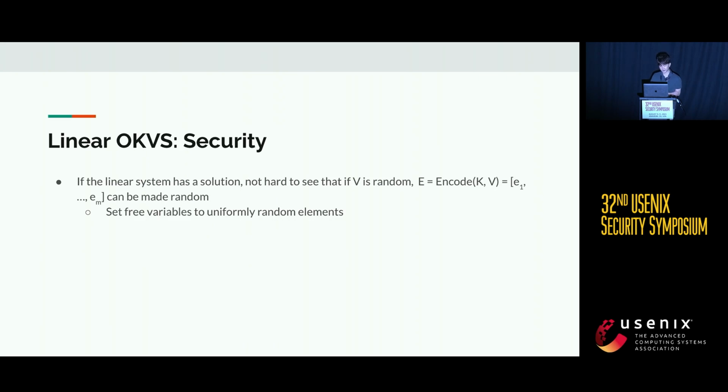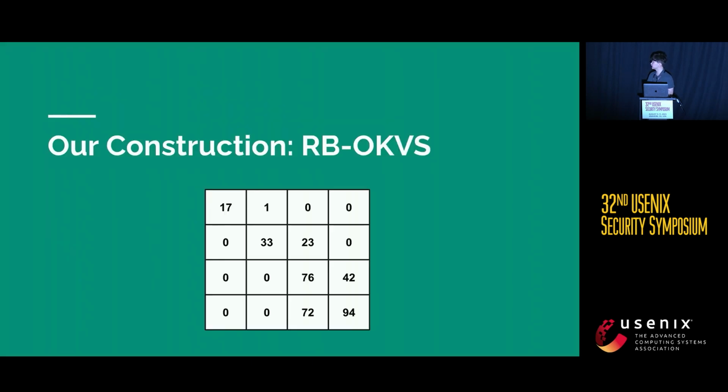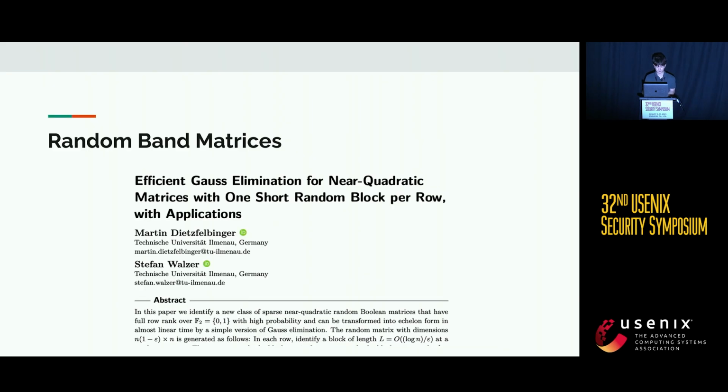And then as an aside, the security of the linear OKVS actually follows somewhat directly from the properties of solving a linear system of equations. So in this section, we'll present our main construction called RB-OKVS, and we'll use the random band matrix constructions from Bienstock and Walzer. As I stated earlier, our goal to construct a more efficient linear OKVS is to construct random linear systems that are efficient in different regards.